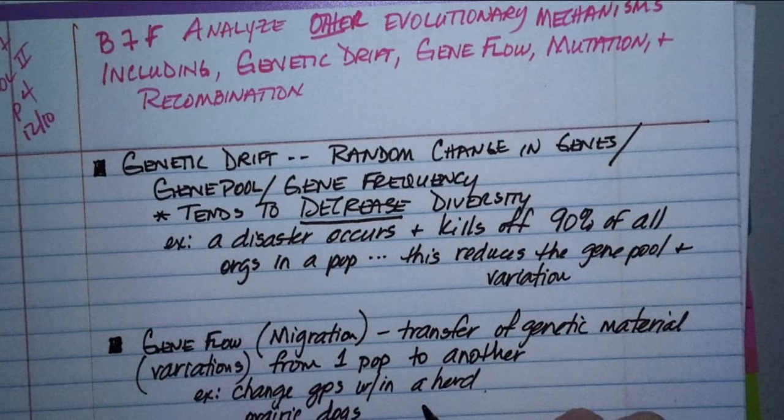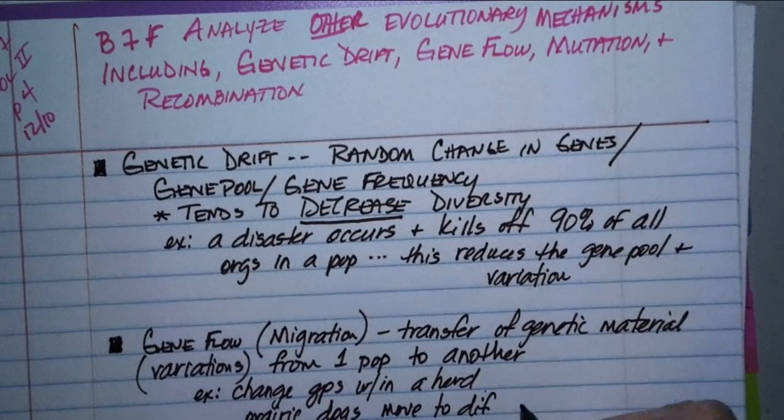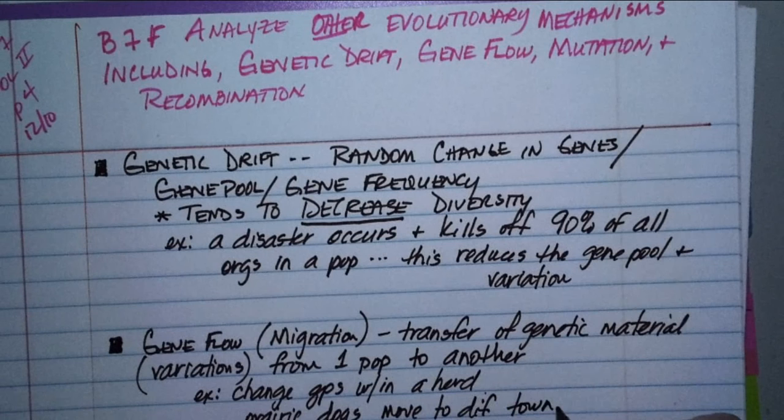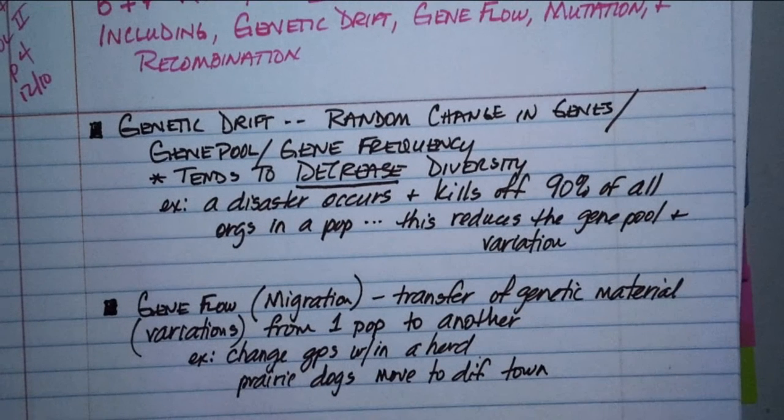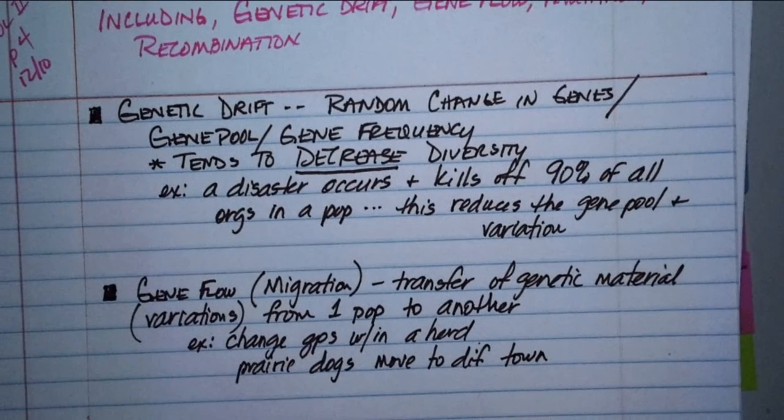They call them little towns, right? Prairie dog town. So we have gene flow. The genes are going to flow from one large group within a population to another. They can even flow from one large population to another large population if they move around.